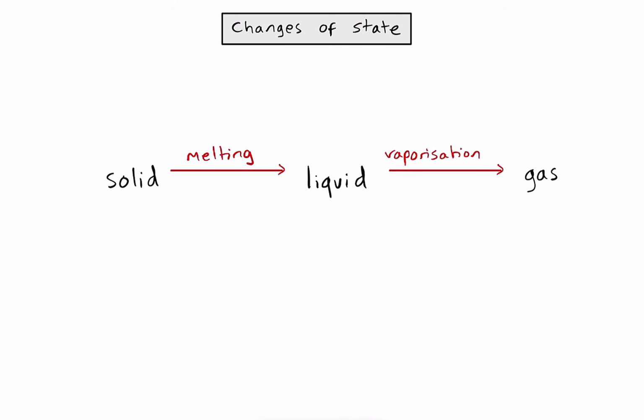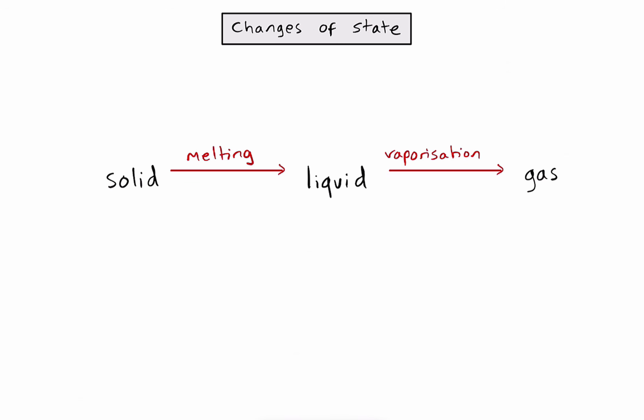Now, vaporization actually has two subcategories. We might talk about evaporation, which occurs when particles at the surface of my liquid turn into a gas, or if I heat my liquid to the boiling point of that liquid, then all the particles in the liquid would start turning into a gas, which is why we see bubbles, because particles in the middle of my liquid are also turning into a gas.